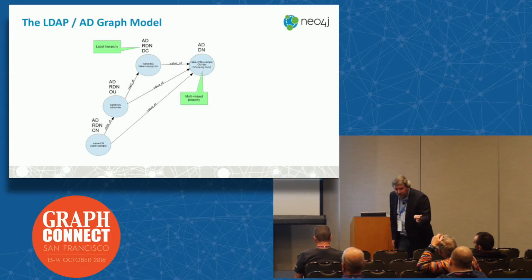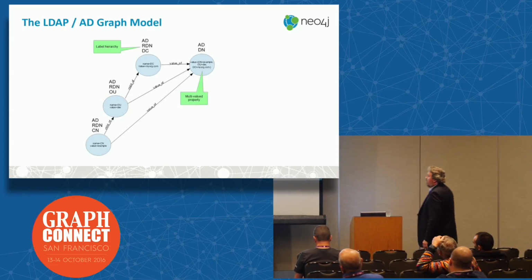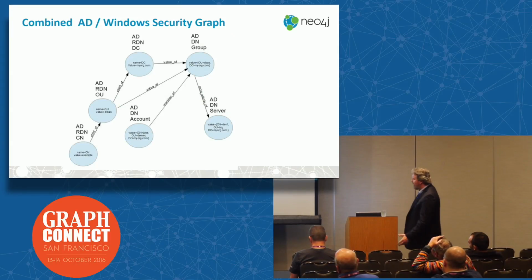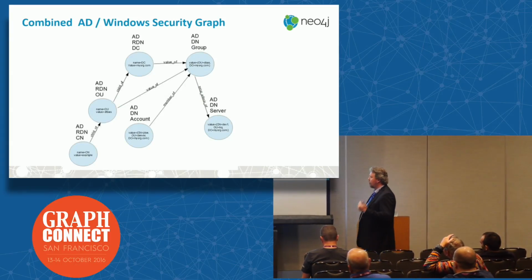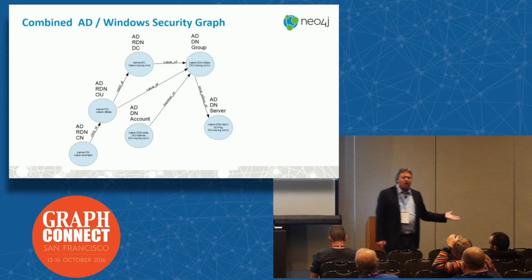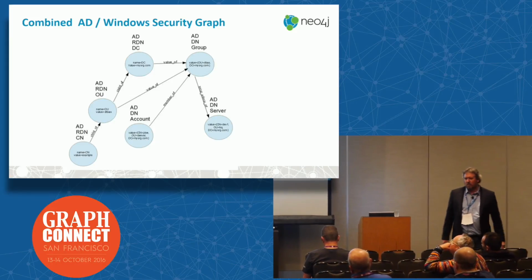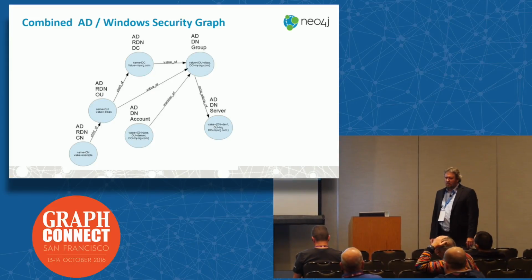Because does it ever change? Is one directory LDAP implementation different than another? No. Once we've nailed it, we've got it, right? So I included with that the Windows security graph, which has things like accounts, groups, and servers. Once we had the model down, I tested it with millions and millions of rows of data.